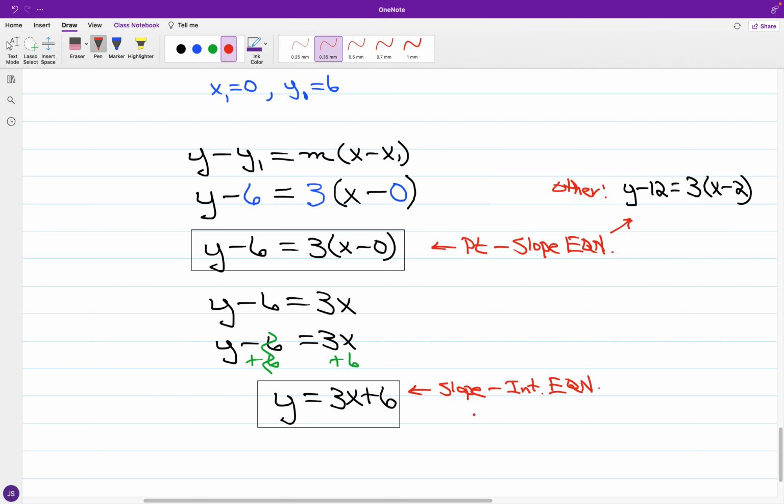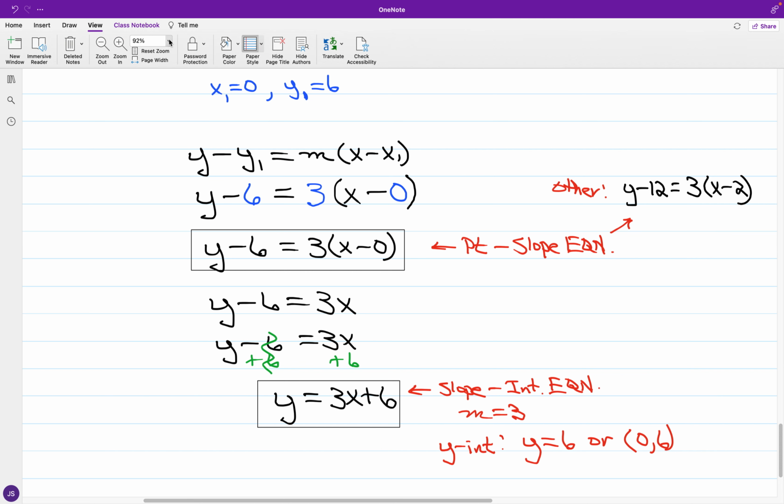So this would be our slope-intercept equation. Again, the slope m is equal to 3, and for the y-intercept, the b value comes out to 6. So y is equal to 6, and in ordered pair terms, we come out to (0, 6).